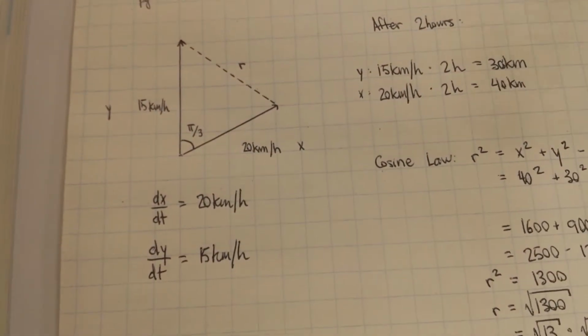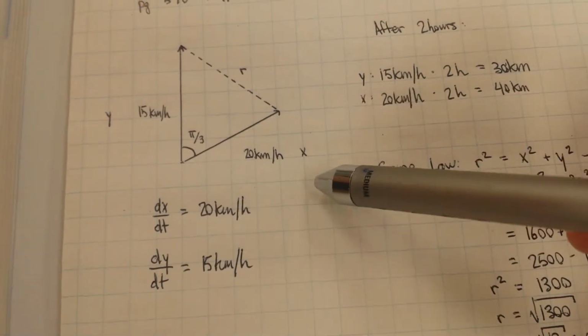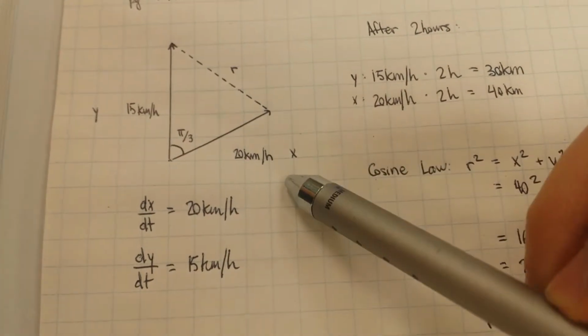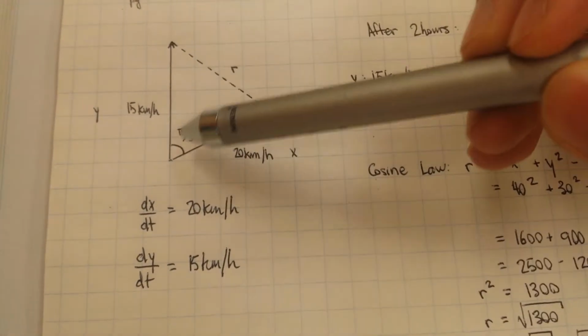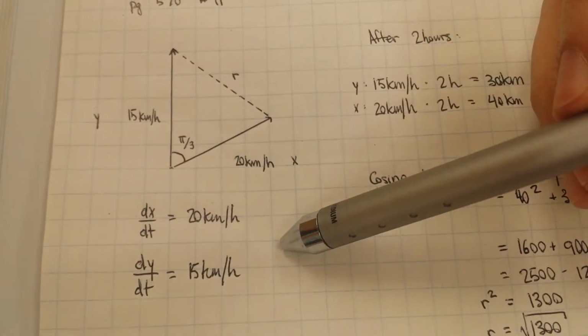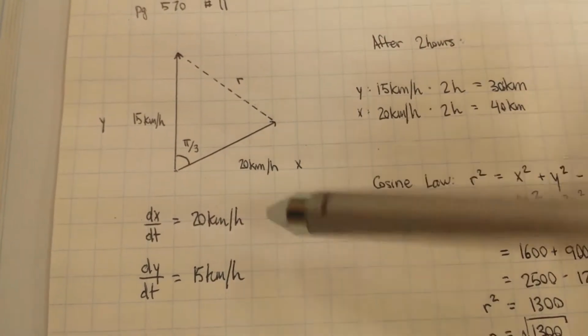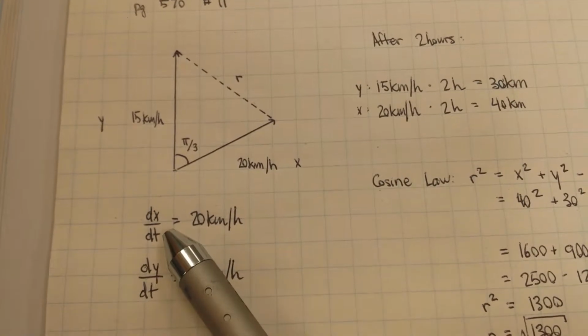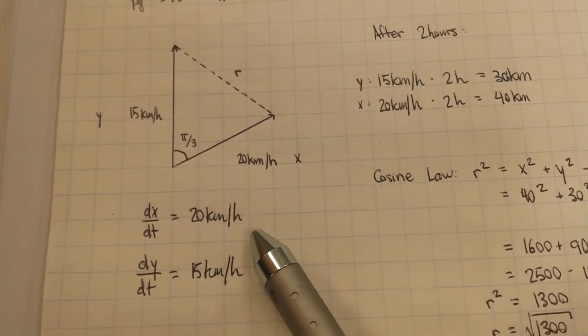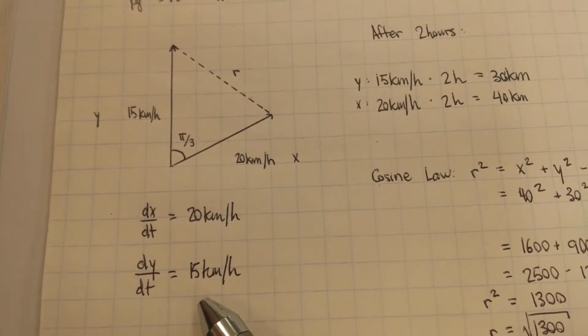So the information we can gather from the question is this diagram here. Everything's here. You have the first cyclist traveling at 20 kilometers an hour and the second one traveling at 15 kilometers an hour, and the angle between their two paths is pi over 3. So we know that the rate x is traveling with respect to time is 20 kilometers an hour, and for y it is 15 kilometers an hour.